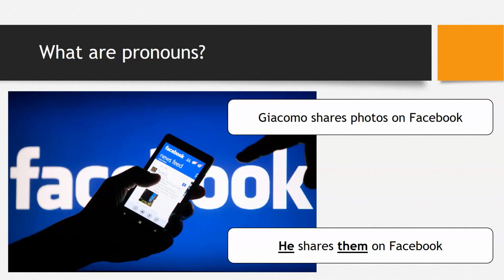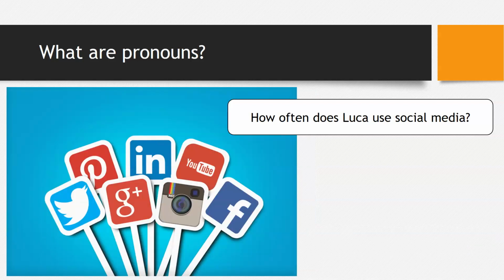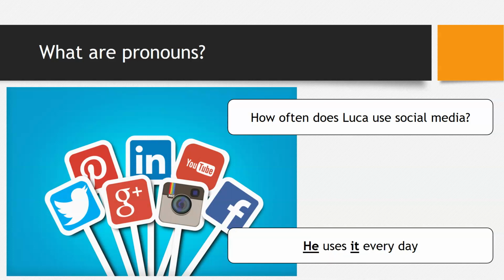Let's look at another example. How often does Luca use social media? So in this sentence, Luca is our subject, the verb is use, and our direct object is social media. It is what is being used by Luca. Now, if we were answering this question in English, we could respond with, he uses it every day. So he, referring to Luca, and it, referring to social media.